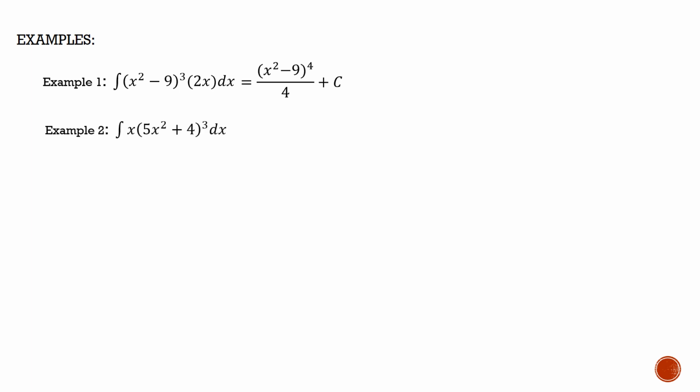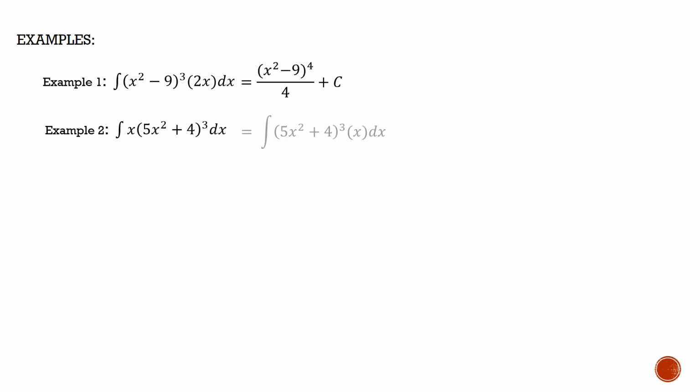Example 2. We have the integral of x times 5x squared plus 4 cubed dx. Now, again, there's a product, there's a composite part, which is 5x squared plus 4 all cubed, and if I were to take the derivative of 5x squared plus 4, I end up with 10x. Well, here's a problem, because I only have x. So therefore, I know that I need to change the look of this function. How do I do this?